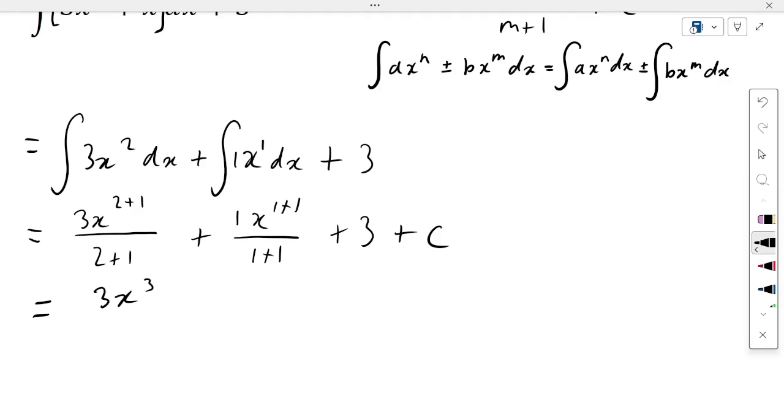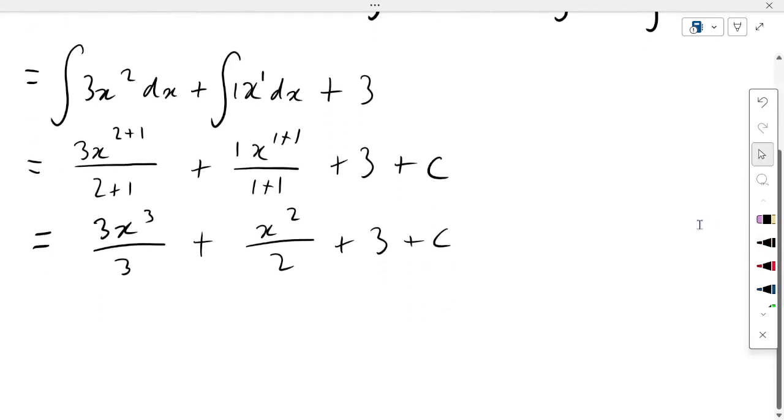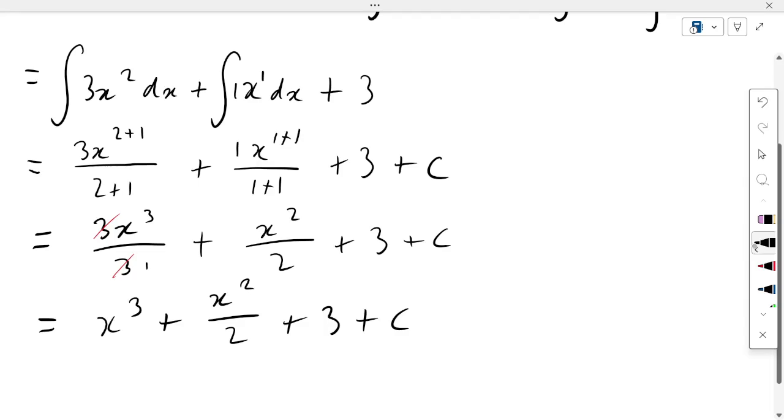3x to the power of 3 divided by 3 plus x squared divided by 2 plus 3 plus c. And then we can actually simplify way further right now. This is going to be equal to, these will cancel. And because this is 1 over here, it's going to be x cubed plus x squared over 2 plus 3 plus c. There we go. Beautiful question.